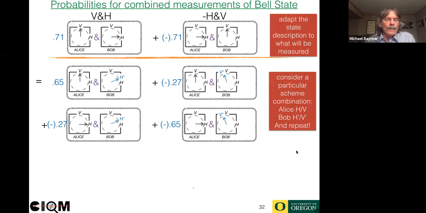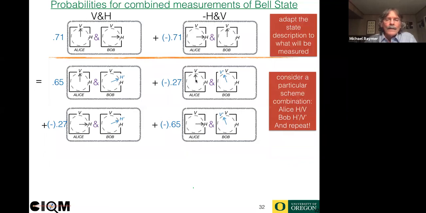Okay, so let's fix the measurement schemes to be that. Here, Alice is going to fix on H V, Bob's going to fix on H prime, V prime, and then they're going to run 1,000 trials. Now, given those settings, there's 4 possible combinations of measurements they can get, right? Alice could get V and Bob could get H prime. That occurs with a probability 0.65 squared. Because I did the math for you, just don't worry about it.